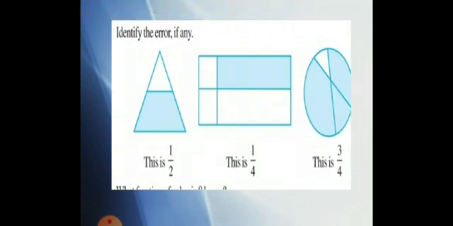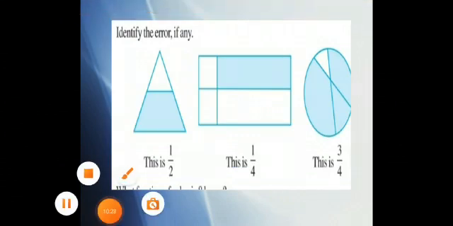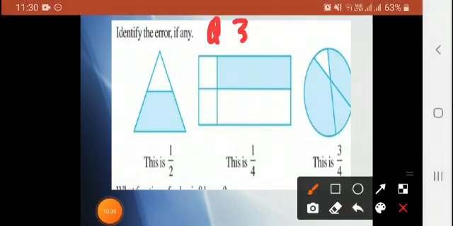Now, question number 3. Children, this is question number 3 of your exercise. They are asking, identify the error if any. See, in the first figure, the fraction is written 1 by 2. Then it is 1 by 4 and 3 by 4. Can you see what is the error in the given figures? Think of it. Yes. All these figures are not divided into equal parts.